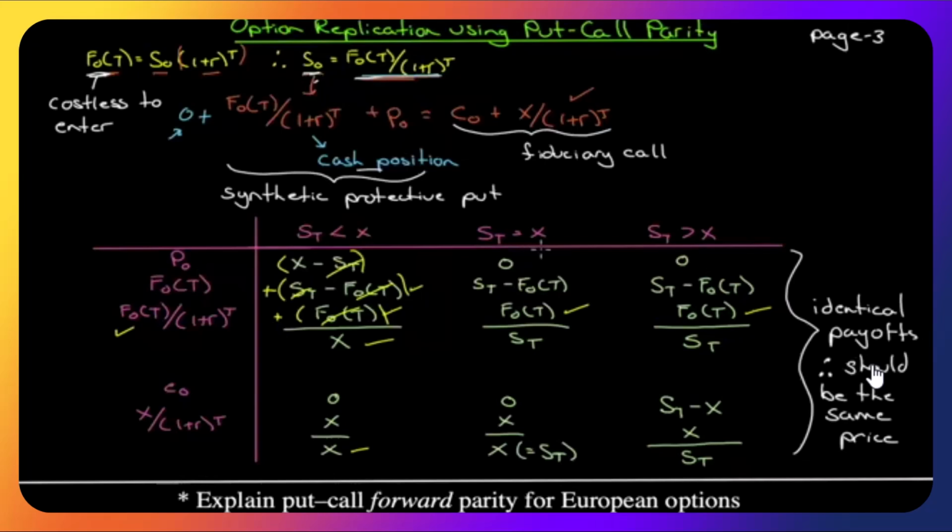And if ST equals X, the put has no value. Same if ST is greater than X, the put has no value. We've already said that the payoff will always be this, and the cash position will always grow to that. ST minus the forward price plus the forward price is ST. ST minus the forward price plus the forward price, again, ST. Down here, the call still has no value because it is equal to the strike price. You could call it or you could not call it. You'll end up in the same position.